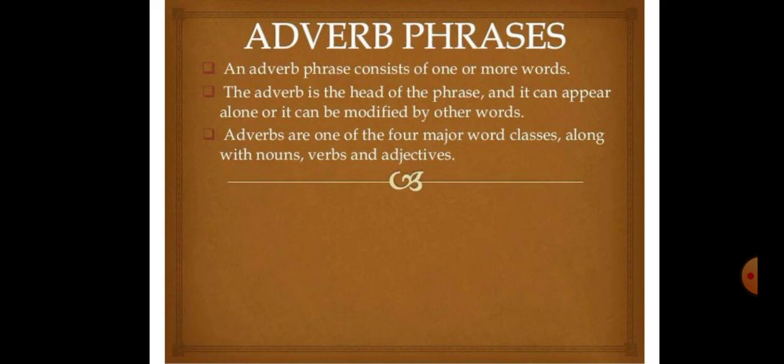And adverb phrases have an adverb compulsorily. Like noun phrases have a noun, a verb phrase has a main verb, an adjective phrase has an adjective. Like that, adverb phrases have an adverb compulsorily, plus other modifiers. Here modifiers mean determiners, articles, and adjectives.